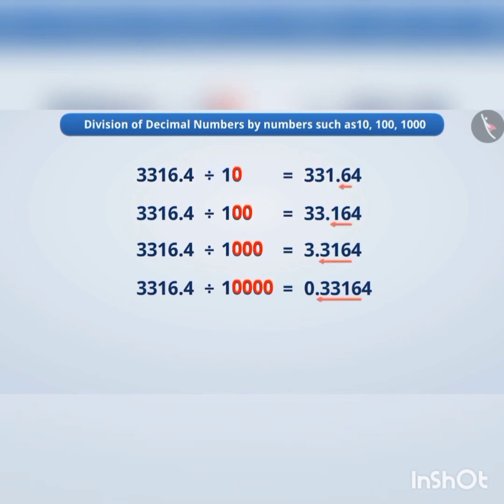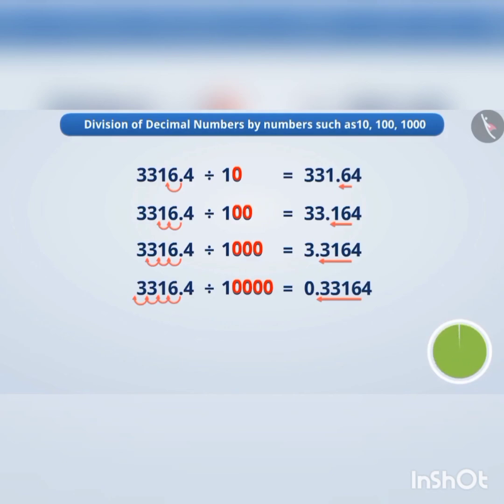As 10 has 1 zero, so the decimal point moves one place to the left. 100 has 2 zeros, so the decimal point has moved 2 places to the left. Similarly, in 1000, there are 3 zeros, so the decimal point is 3 places to the left. By advancing the sequence, we can see that after dividing by 10,000, the decimal point has moved 4 places to the left. What does this tell you? Think a little.